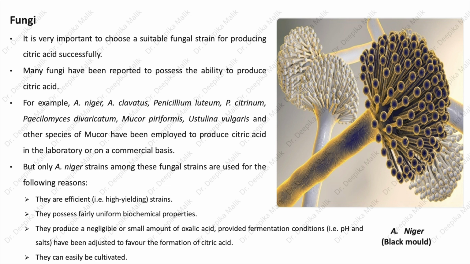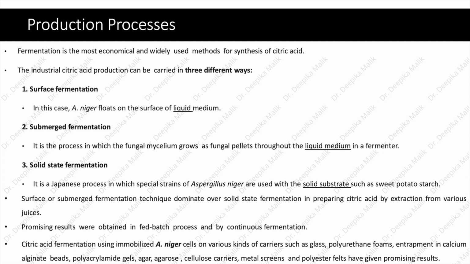Now let us see the types of production processes involved in the production of citric acid. Fermentation is the most economical and widely used method for synthesis of citric acid. The industrial citric acid production can be carried out in three different ways. First is surface fermentation. In this case, Aspergillus niger floats on the surface of the liquid medium. Second is submerged fermentation. It is the process in which the fungal mycelium grows as fungal pellets throughout the liquid medium in a fermenter. Third is solid state fermentation.